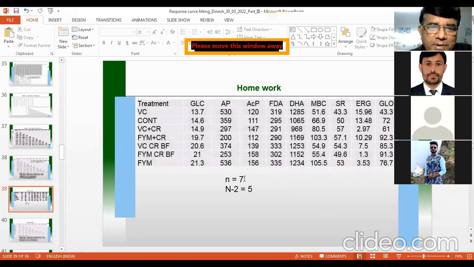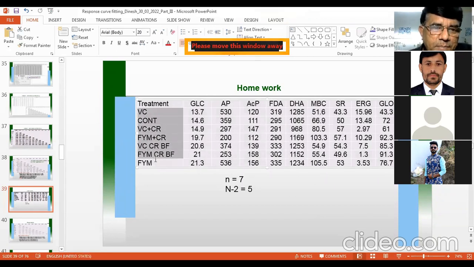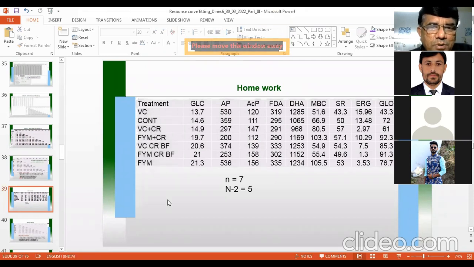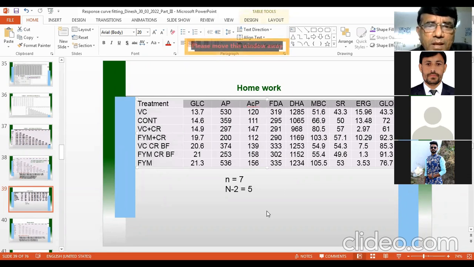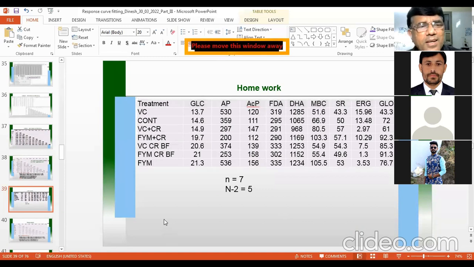So here N is 7, because if you count the treatments: 1, 2, 3, 4, 5, 6, 7. So there are 7 pairs. On one side you have the nutrient sources, and these are different variables. These are actually soil enzymes. So you can take any variable.